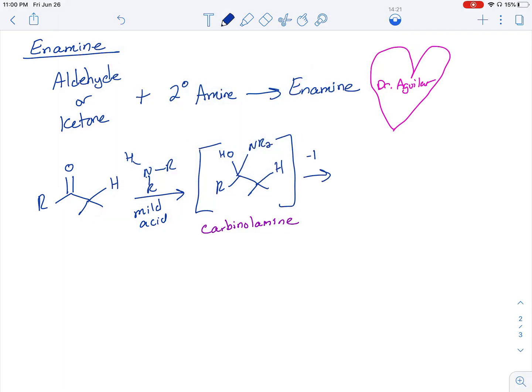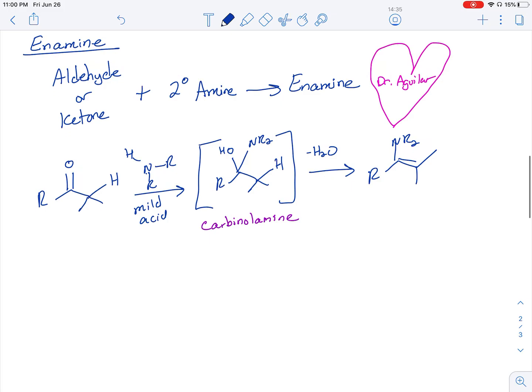So we're still going to lose water here, right? We're still going to lose water, but we end up generating an enamine. So something that looks like this, right? So ene for alkene, amine for amine. So this is what we end up generating here. We end up generating an enamine. So again, anytime you see an aldehyde or a ketone in the presence of a secondary amine, you should be thinking enamine. All right. Now let's go ahead and go through that mechanism.